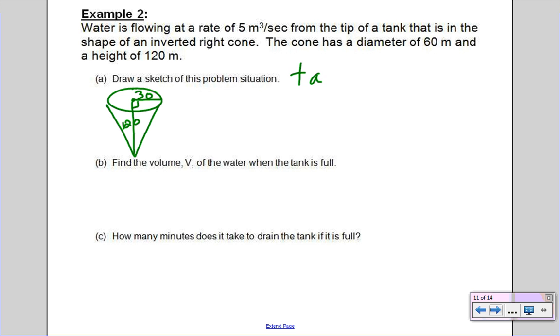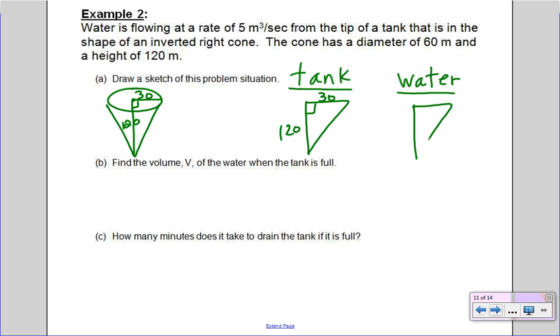So we've got the tank. Let's draw our similar triangles. We've got the tank that is like this. We have the radius 30 and the height 120. And then we have the water level, the shape of the water. And it's going to be changing, so whatever the radius is and the height, they're going to be in proportion to the tank. So let's find the volume of the water when the tank is full.